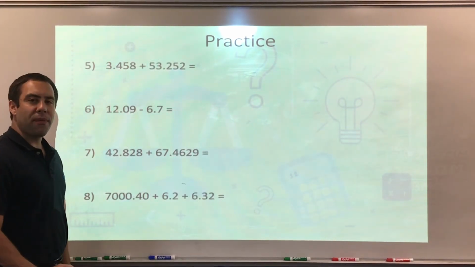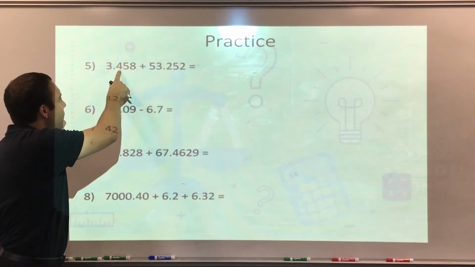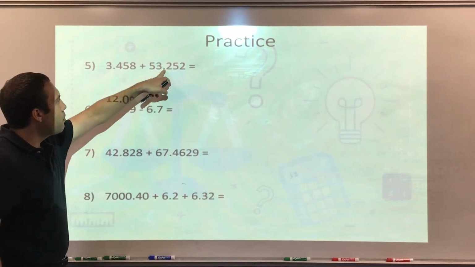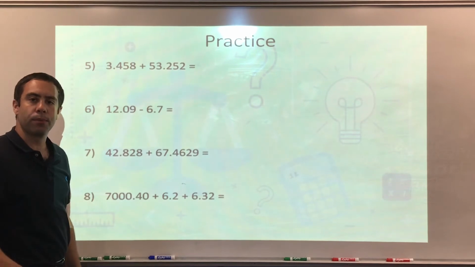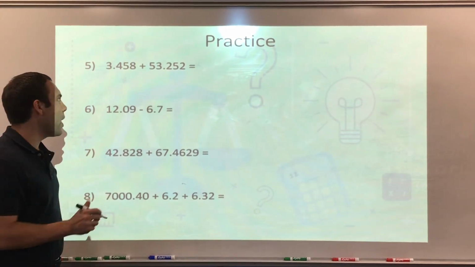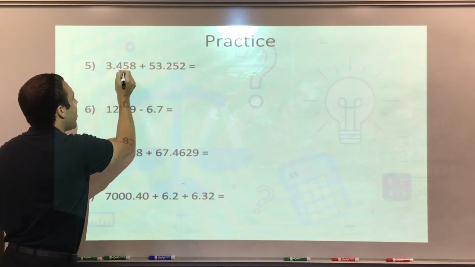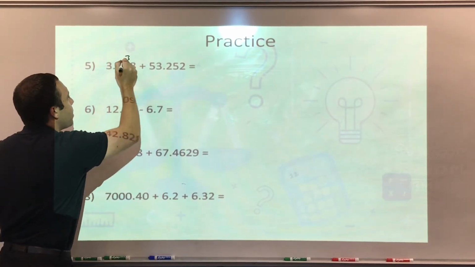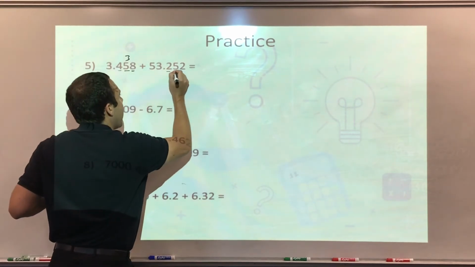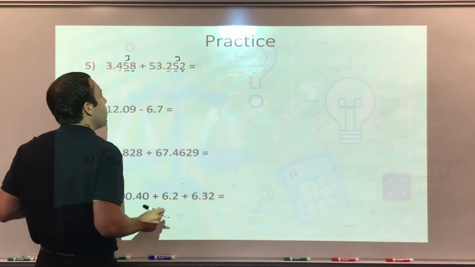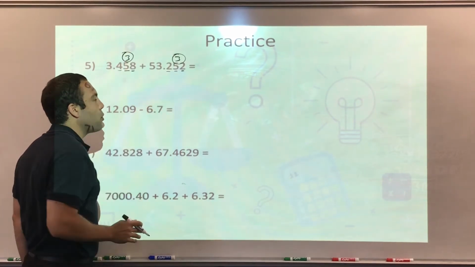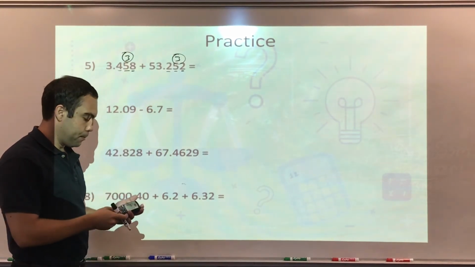For problem number 5, we have 3.458 plus 53.252. Step 1, determine the number of decimal places for each value. 3.458 has 1, 2, 3 decimal places. And 53.252 also has 3 decimal places. 3 and 3, same number. Our final answer will be rounded to 3 decimal places.